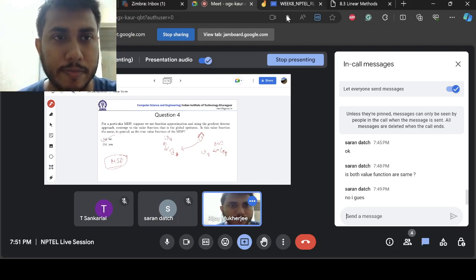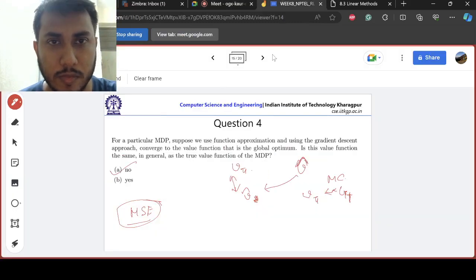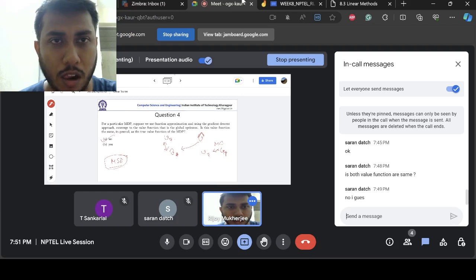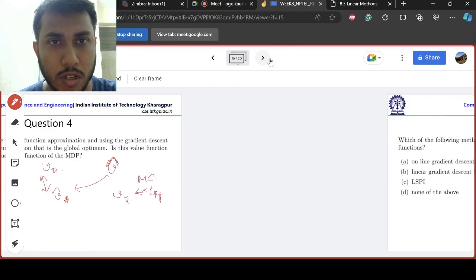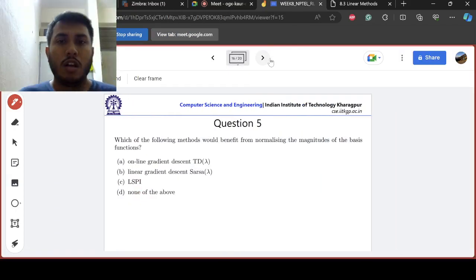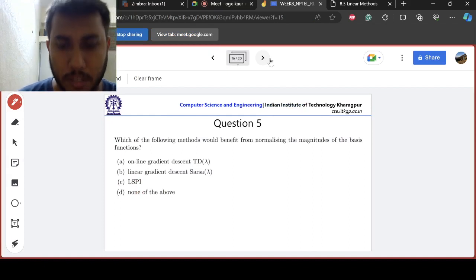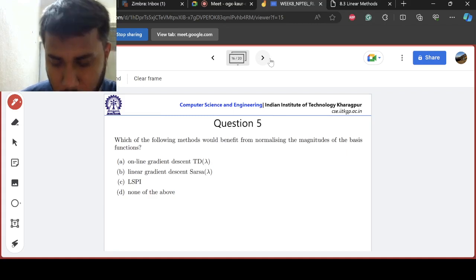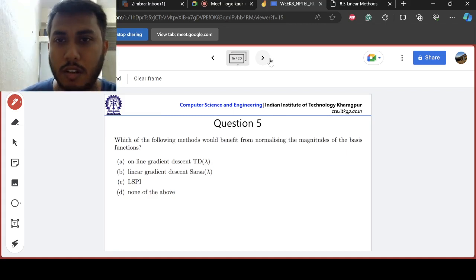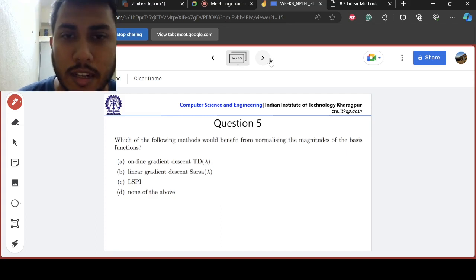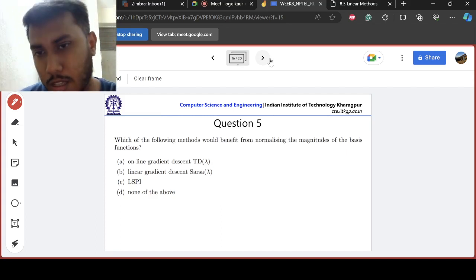Okay, let's come to the next one. Which of the following methods would benefit from normalizing the magnitude of basis functions? Online gradient descent, linear gradient descent SARSA, LSPI, and none of the above.